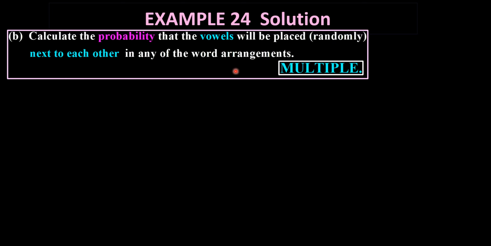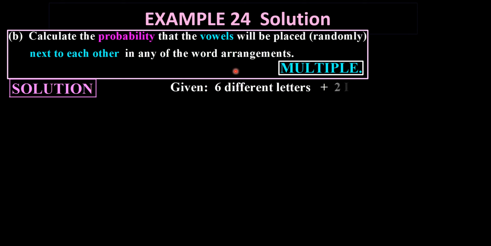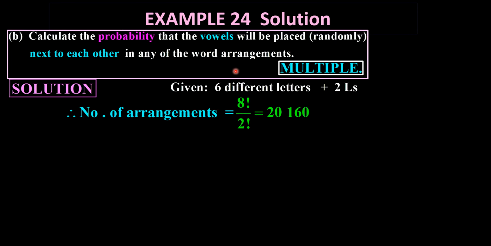We've got the word multiple, and we still recall there are 6 different letters and 2 L's. Now, the number of arrangements of those 8 letters, considering there are 2 L's, is 8 factorial divided by 2 factorial. It gives me 20,160.